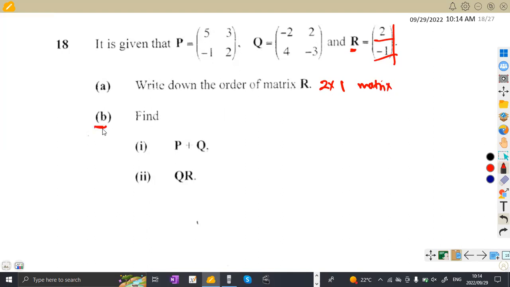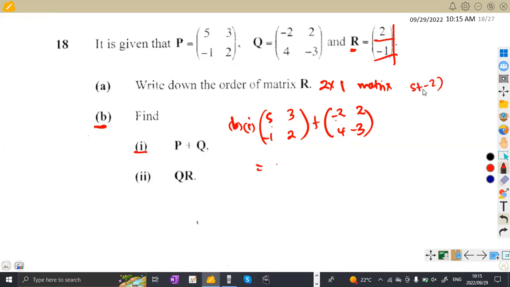Okay. Then B, find P plus Q. So P, we're just simply taking our matrix P here. So this is B item 1. What is our P? Our P is 5, 3, negative 1, 2. Whatever that you're going to have, we add to Q, which is minus 2, 2, 4, minus 3. Okay, so to add this part, you're going to have 5 plus minus 2, because we've got 5 plus minus 2. So plus and minus, that's a minus, is going to give us 3.